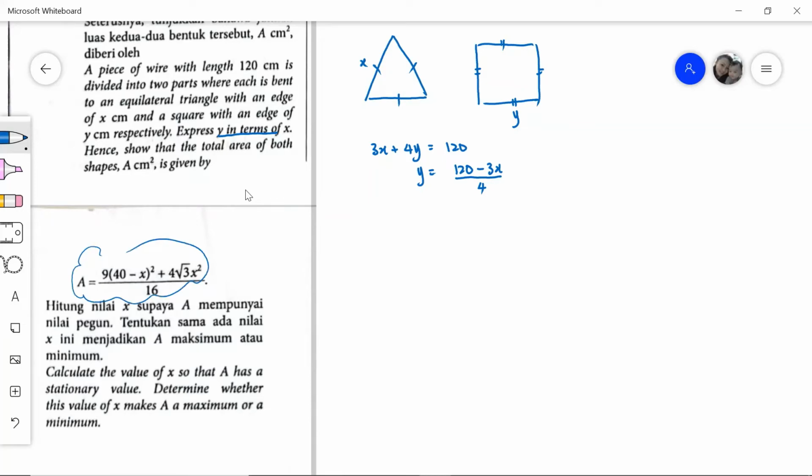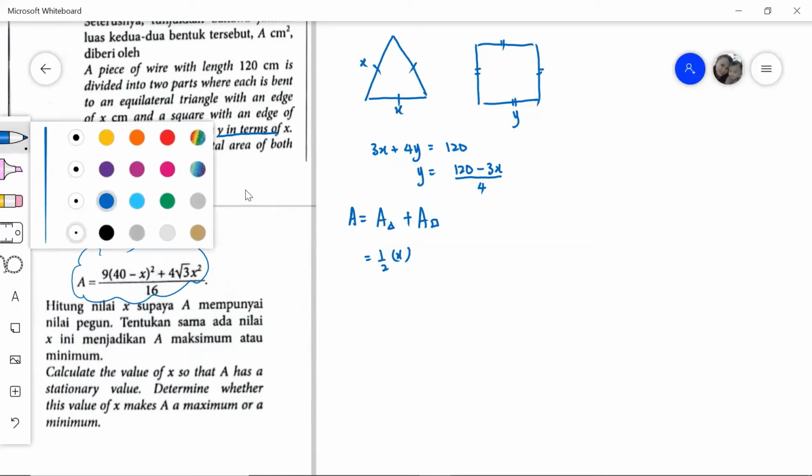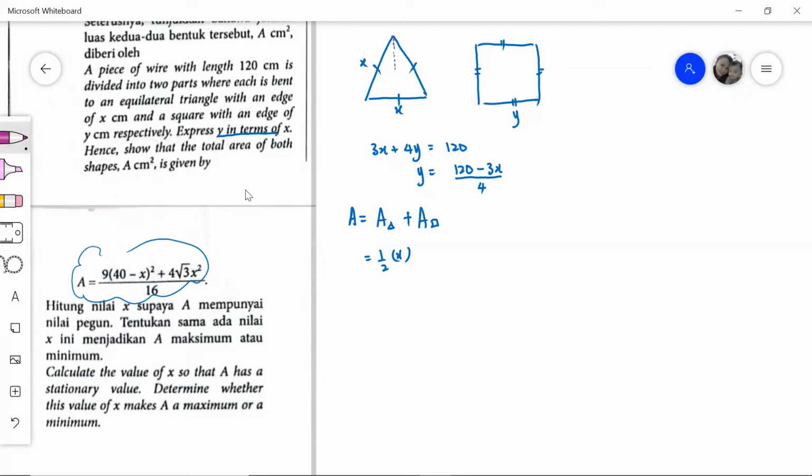So how do we find the area? The area will be the area of the triangle plus the area of the square. Now the area of the triangle is half times the base. The base is x, and we have to times the height. So what is the height? Since this is an equilateral triangle, when I draw the symmetrical line, it will divide the base into 2 equal parts. So that will be the height.